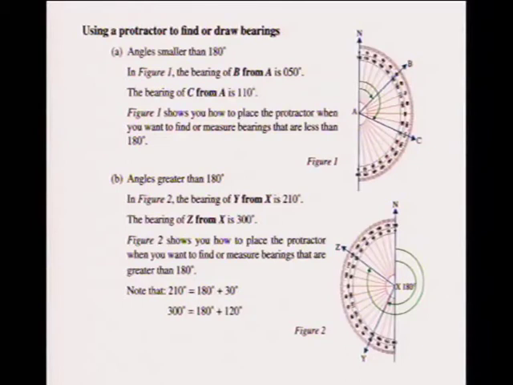Using a protractor to find or draw bearings. When the angle is smaller than 180 degrees, we start from north and we go down to B and C. Make sure you always have your protractor with you. Pair of compasses, protractor, very important in the exams. If you have angles at B greater than 180 degrees, we always start with north again and we go south, which is 180 degrees, and then we add the rest that is needed. Very accurately you must work with this.